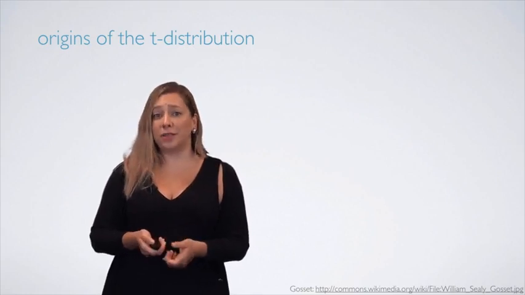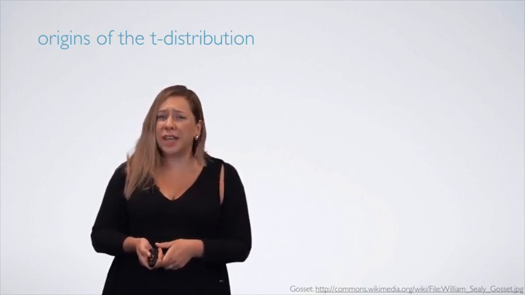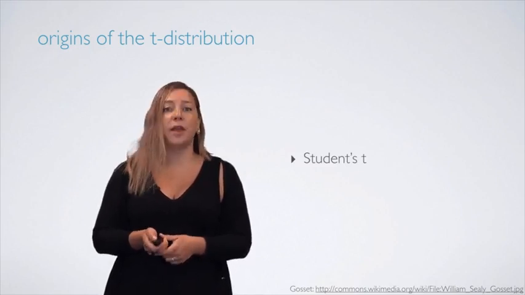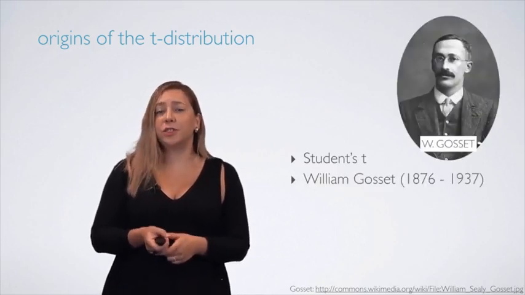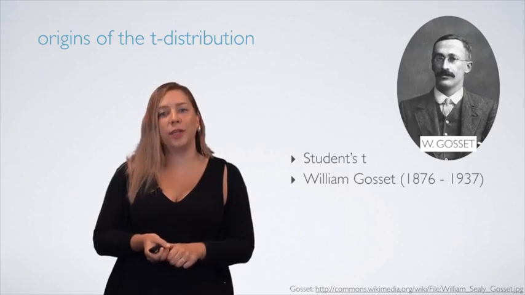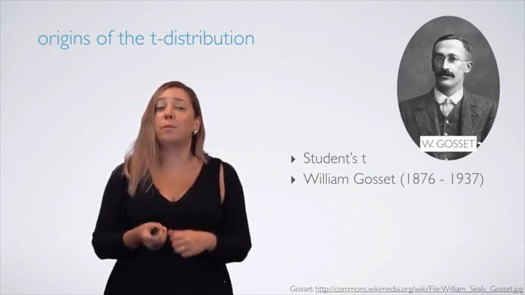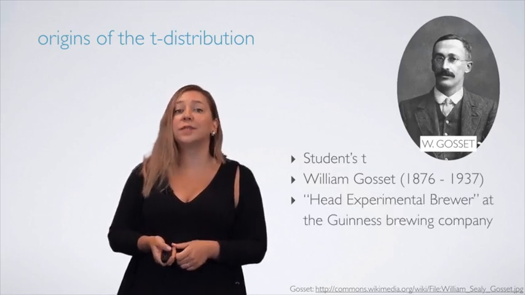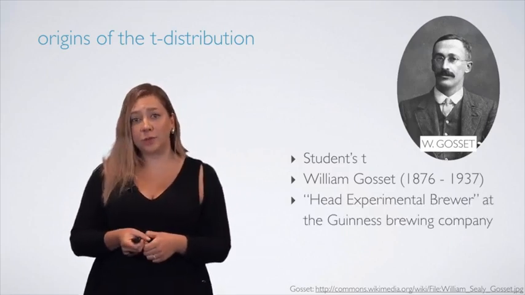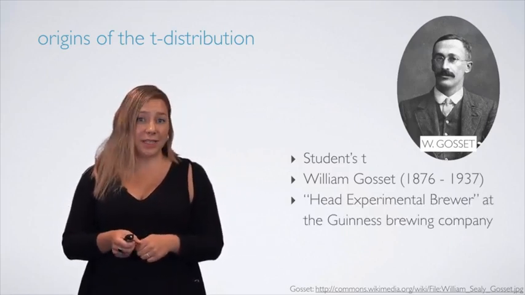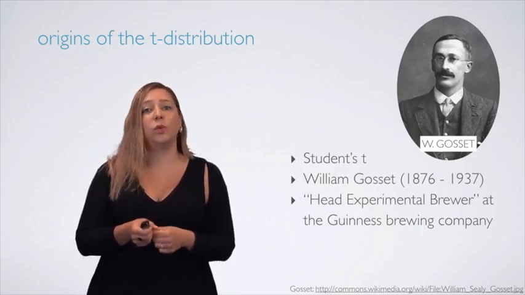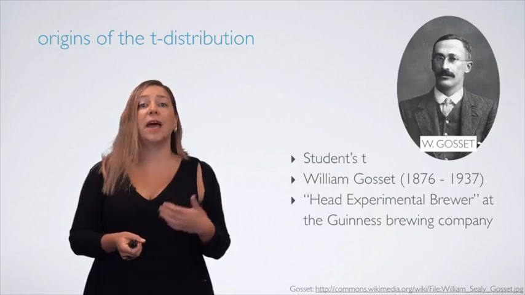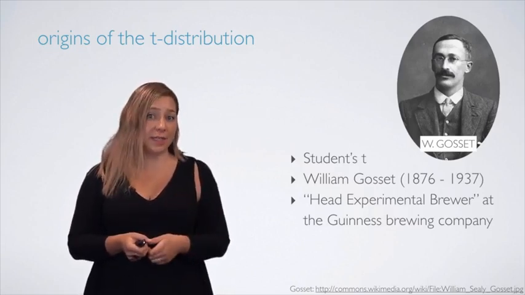Before we get to working with the t-distribution and using it in inference examples, let's pause for a moment and talk about where this distribution comes from. It actually has a peculiar name, the student's t-distribution. This name comes from a pseudonym Student used by William Gossett in papers where he developed much of the foundation for this distribution. William Gossett was the head experimental brewer at Guinness Brewing Company in the early 1900s, and his main role was to experimentally brew and gradually improve a consistent and economical barrel of the Guinness Stout.